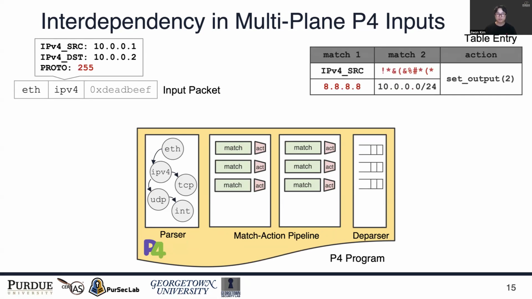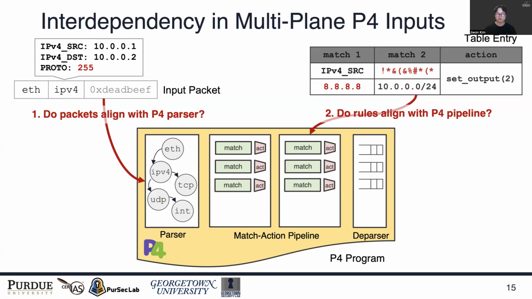Given this P4 program, a P4 fuzzer can give a random packet with a random protocol number like 255 and random payload. However, the random packet will be easily dropped by this P4 program because it doesn't align with the P4 parser with TCP and UDP. Also, as shown in the table entry on the upper right of the slide, the tool can provide a random value for the IPv4 source address like 8.8.8.8 or a random string for the match field name in match 2. However, these random strings will not align with the P4 pipeline definition as well as the input packet.